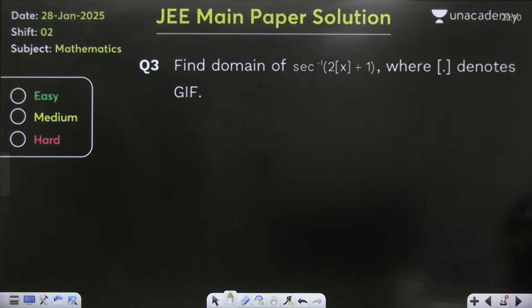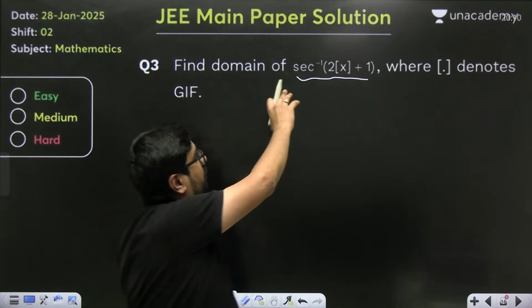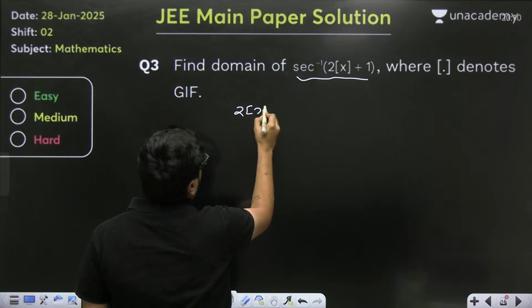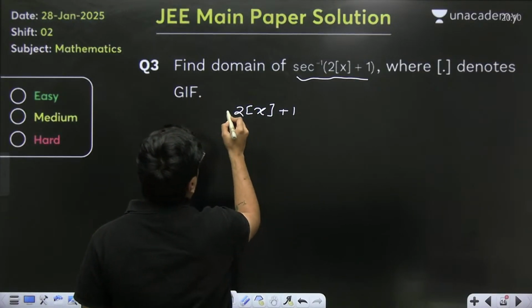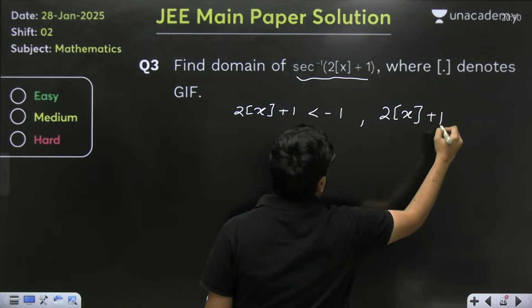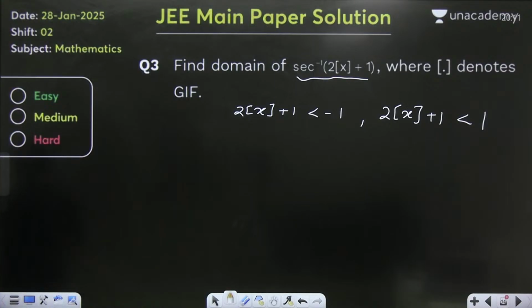Domain of sec inverse of 2x plus 1. So you have to play it on 2x plus 1. 2x plus 1 can be less than minus 1 or greater. Now, basically, you have to actually look at the domain, from where to where this 2x plus 1 can lie. So between minus 1 to 1 it cannot lie. So 2 greatest integer of x plus 1 will be greater than minus 1, and 2 greatest integer of x plus 1 will be less than 1. That's it. These two inequalities you had to apply.